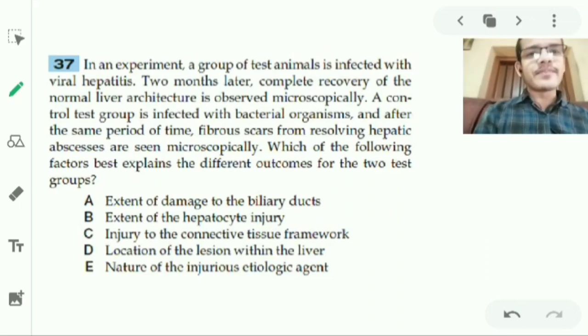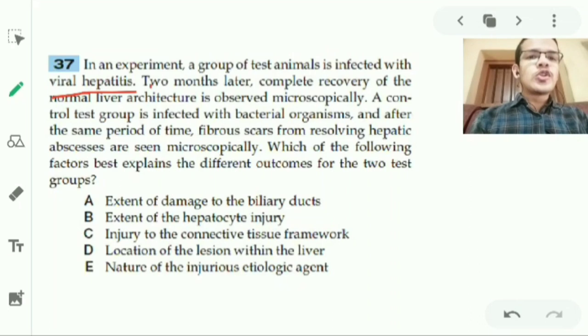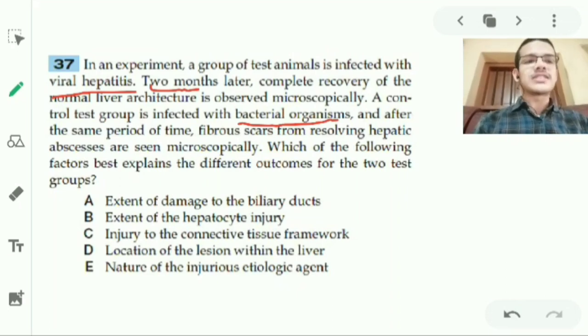So the first question: in an experiment, a group of test animals is infected with viral hepatitis. 2 months later, complete recovery of the normal liver architecture is observed. That is the first case. A control test group is also infected with bacterial organisms, and after the same period of time, that is 2 months, fibrous scars from resolving hepatic abscesses are seen microscopically. So in the first case there was complete regeneration, and in the second case there was fibrosis.